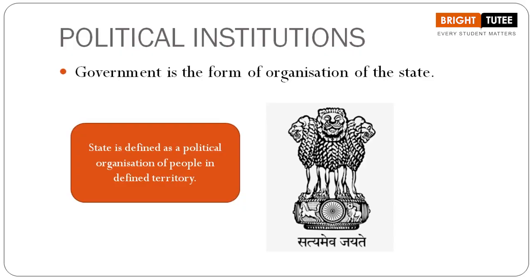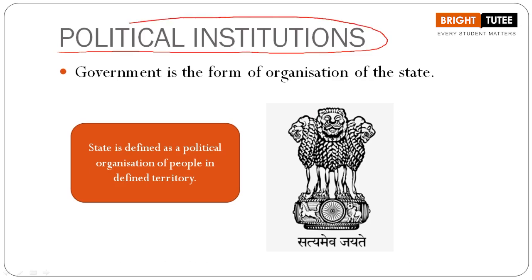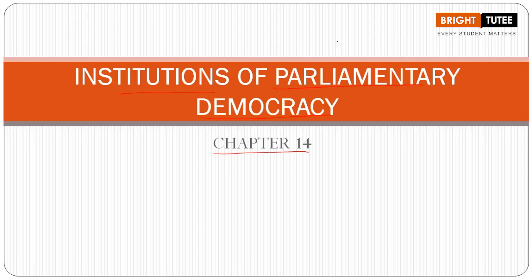Now starting with the first topic here, let us try to understand what we mean by political institutions. You can see that the name of the chapter itself is Institutions of Parliamentary Democracy, right? You might be wondering what we understand by this term, parliamentary democracy. You might be thinking, what is this parliamentary system or the parliamentary kind of government that we have in our country? So first of all, let us try to understand these important terms since you are reading political science.